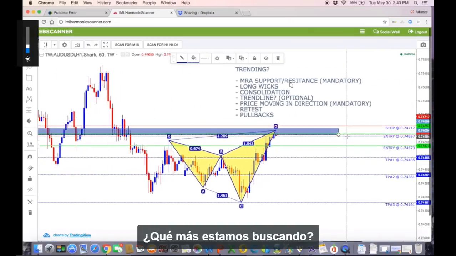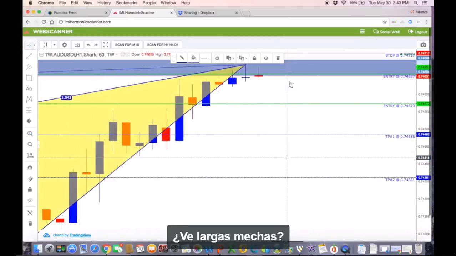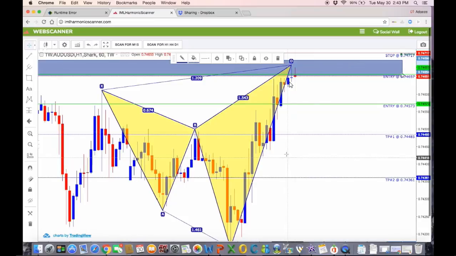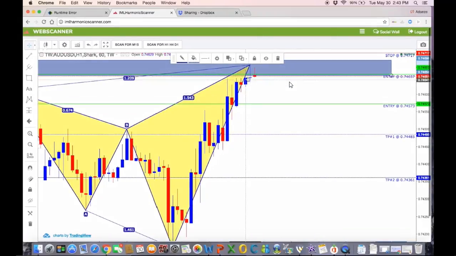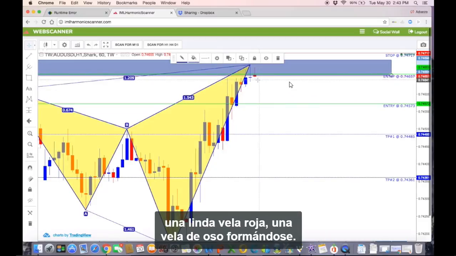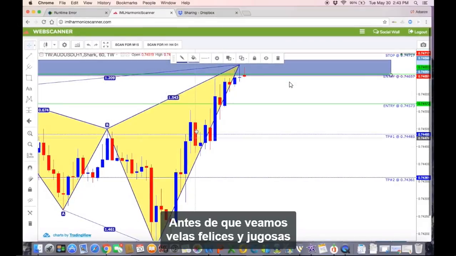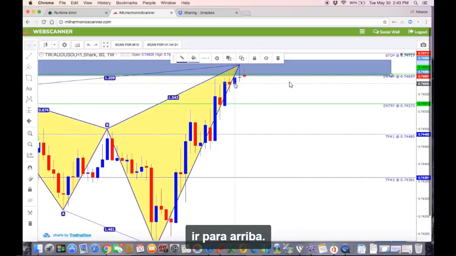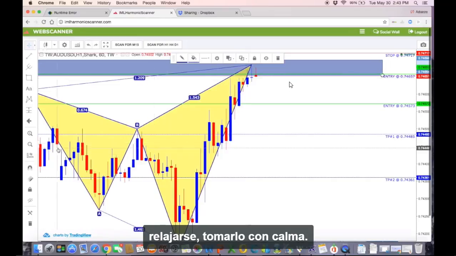All right, so what else are we looking for? Long wicks. That's what we're looking for. Do you see long wicks? I do. Look at that long wick. Now we actually see a candle forming, a nice red candle, a bear candle forming, and we see the pause. Before we saw big, fat, happy, juicy candles going to the upside. Now we want to see it slow down. Just chill out a little bit. Just take it easy.